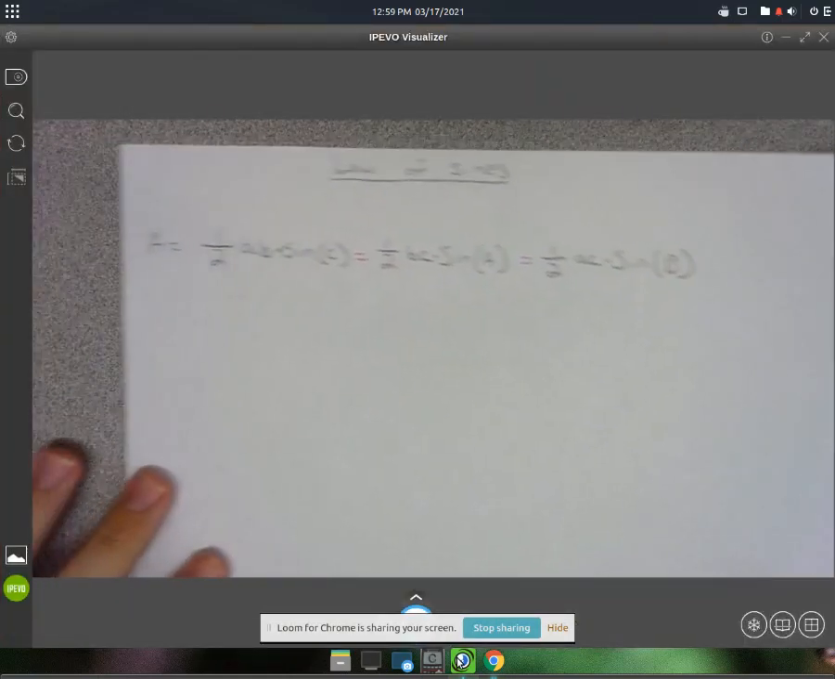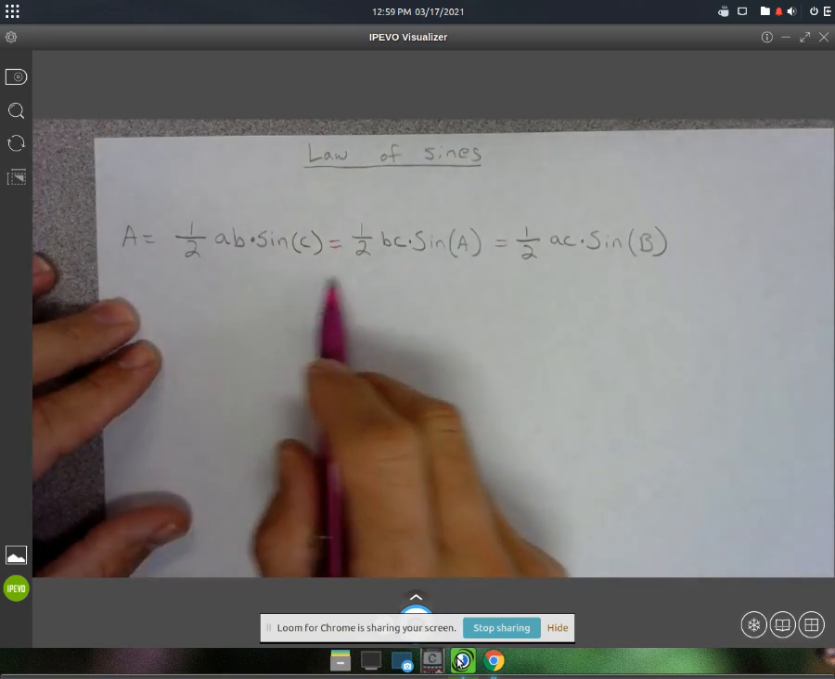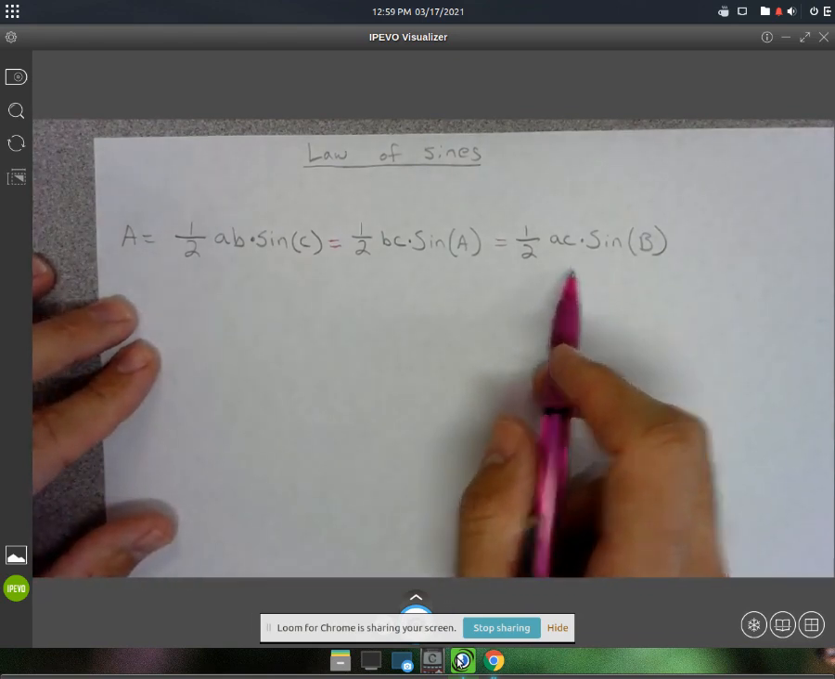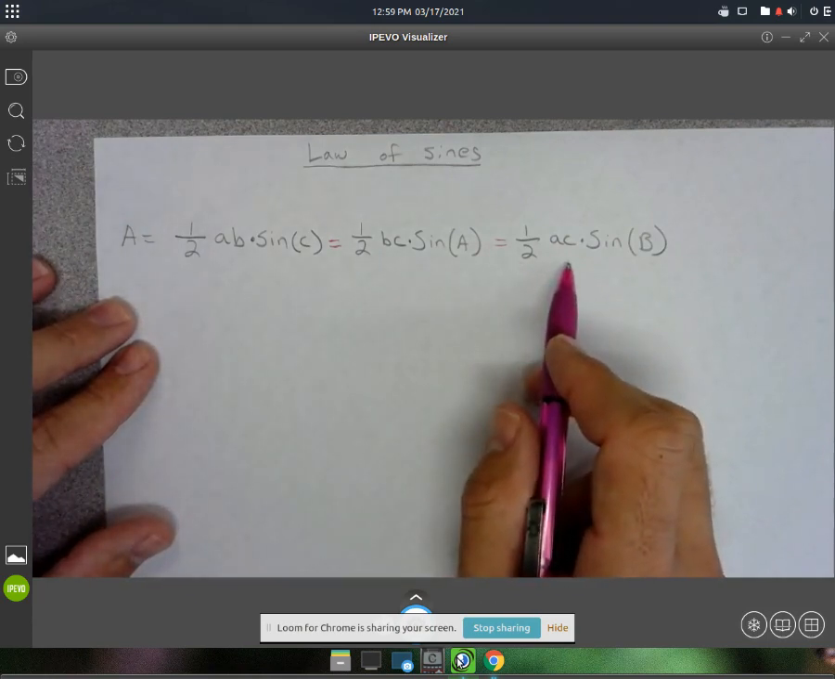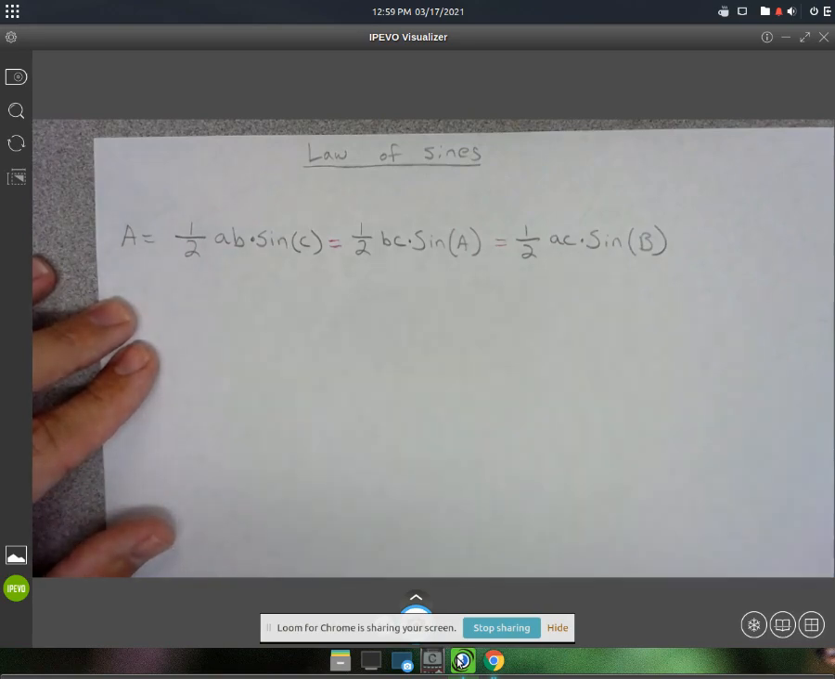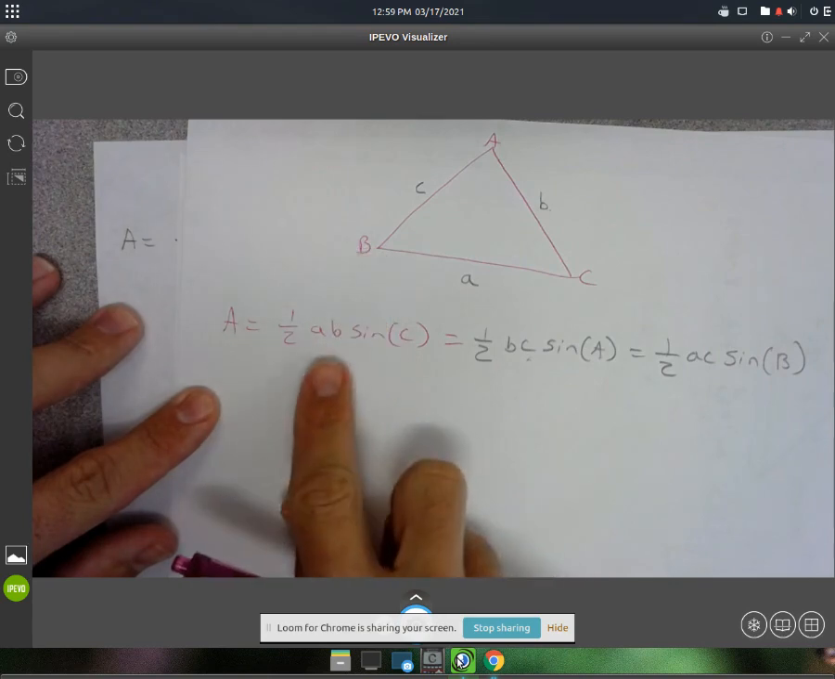All right, so now we're going to look at the law of sines. Some time ago, not sure when you guys are watching, these were the little formulas for finding the area of a triangle. This was our sine area formula, and we had talked about there's different ways to think of it.